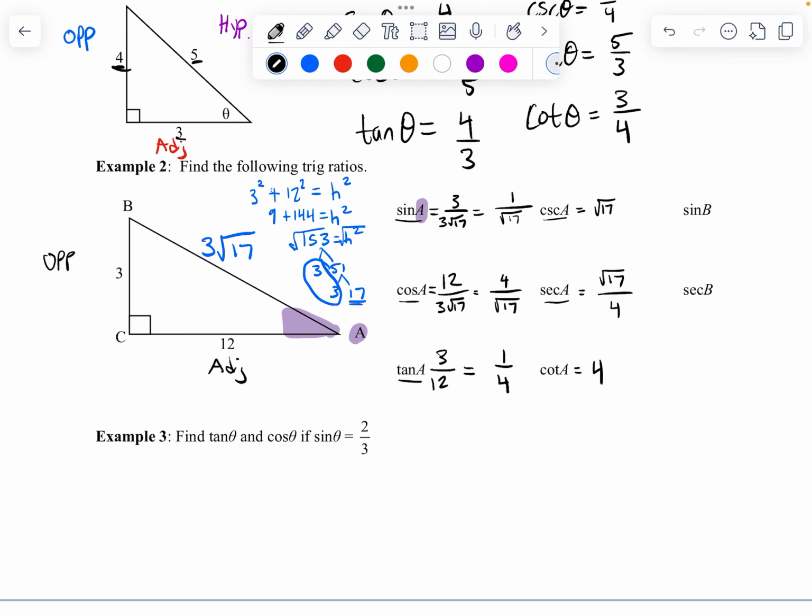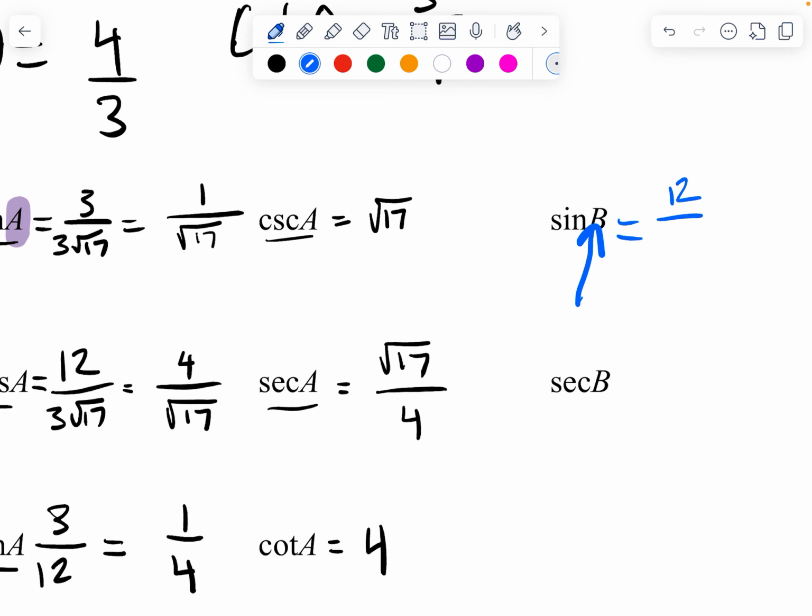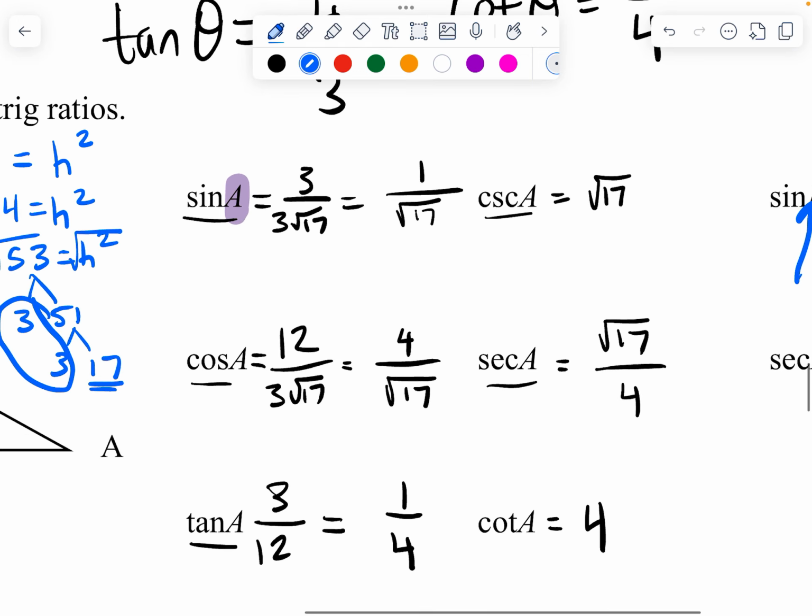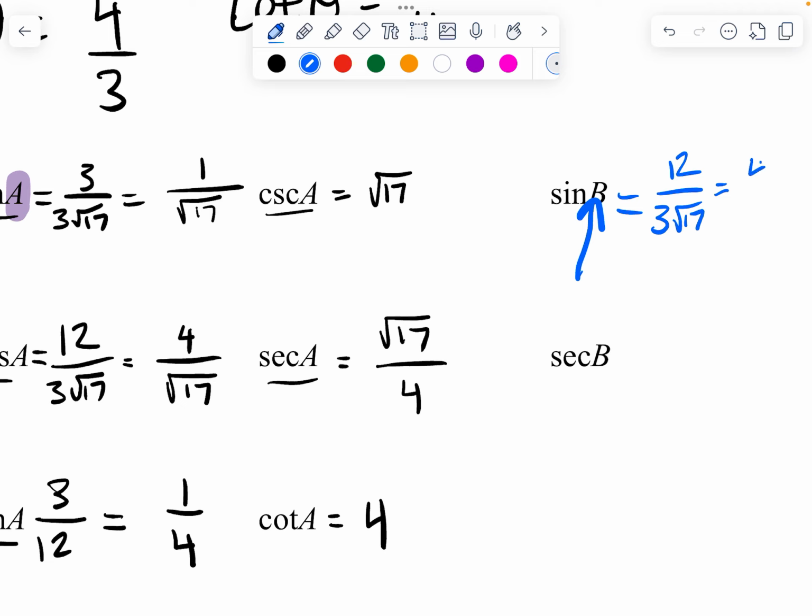Okay, now this very last one, notice it is the sine of angle B, meaning that your reference angle switches to be in that top corner now. So we're no longer looking at A, you're looking at B, which means that your opposite side is now the 12 and the adjacent is now the 3. So if we're looking for the sine from angle B, now it's 12 over 3 square root 17, which we just simplified for our cosine of A. So that would be 4 over square root 17.